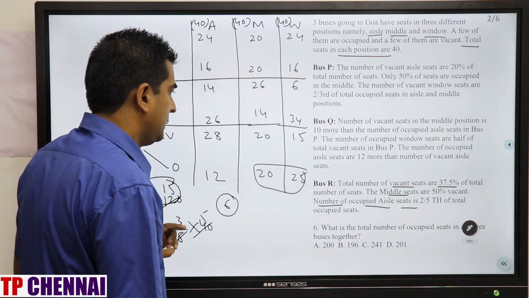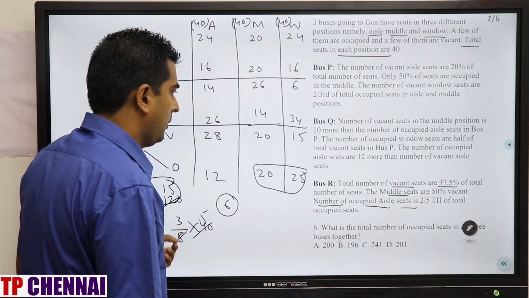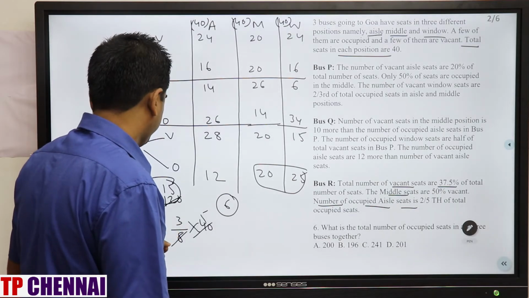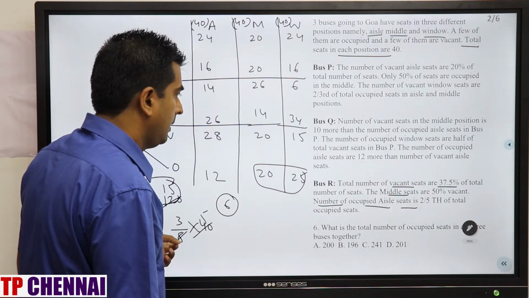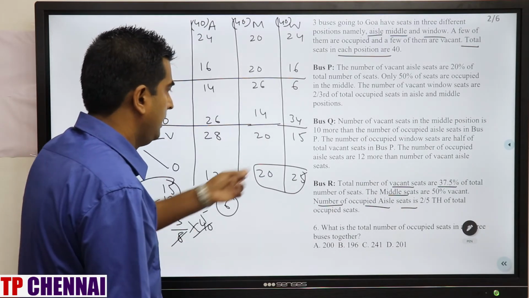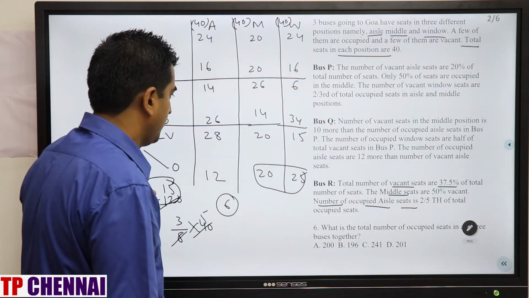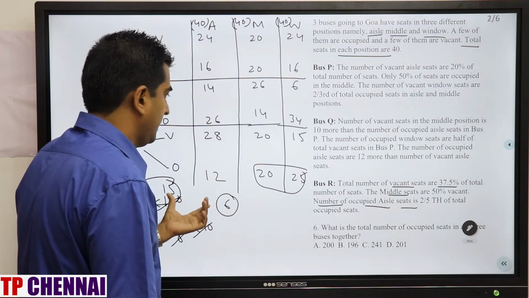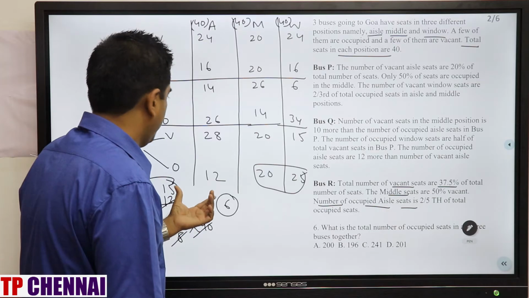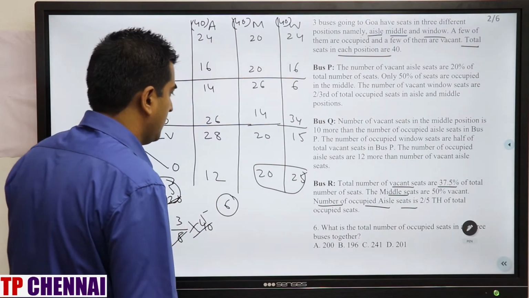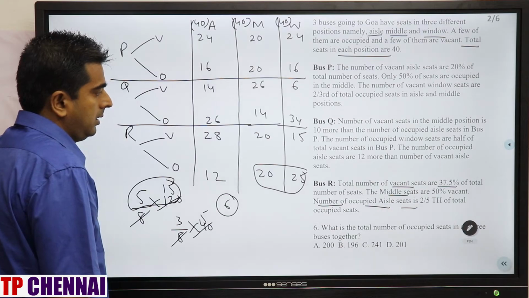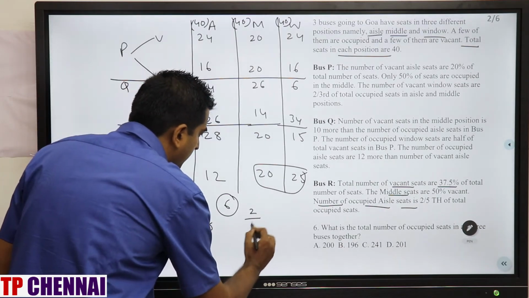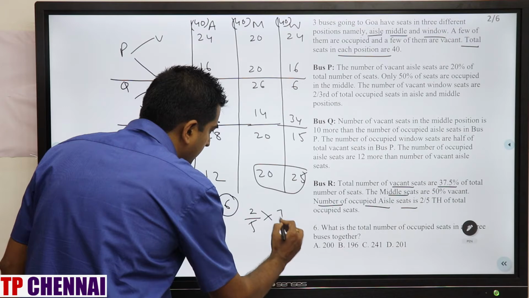37.5% of total number of seats. 3 by 8 of 120. In window, so this is 50, this is 25. Okay, 75. Total number of occupied seats are 2 by 5th of total. This is 2 by 5th of 70.